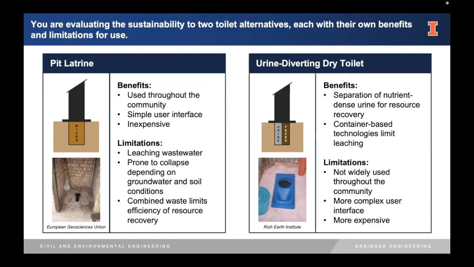And then on the other side, so system B, we're considering a urine diverting dry toilet, which essentially allows us to separate the urine from the feces. And so that is a huge benefit if you're interested in recovering nutrient dense urine for resource recovery. And then it's also container based, so you could potentially have less environmental contamination related to leaching from the pit. And then a limitation is that it might not be as widely used throughout the community. And so as you can see, there are 2 separate holes for actually using it. And so some community members might not have any kind of experience with using this type of setup. So that would definitely require a little bit more education and helping people understand how to use it. And then this setup could be more expensive on just the construction of the actual toilet, but also, since it is container based, additional requirements in emptying those containers.